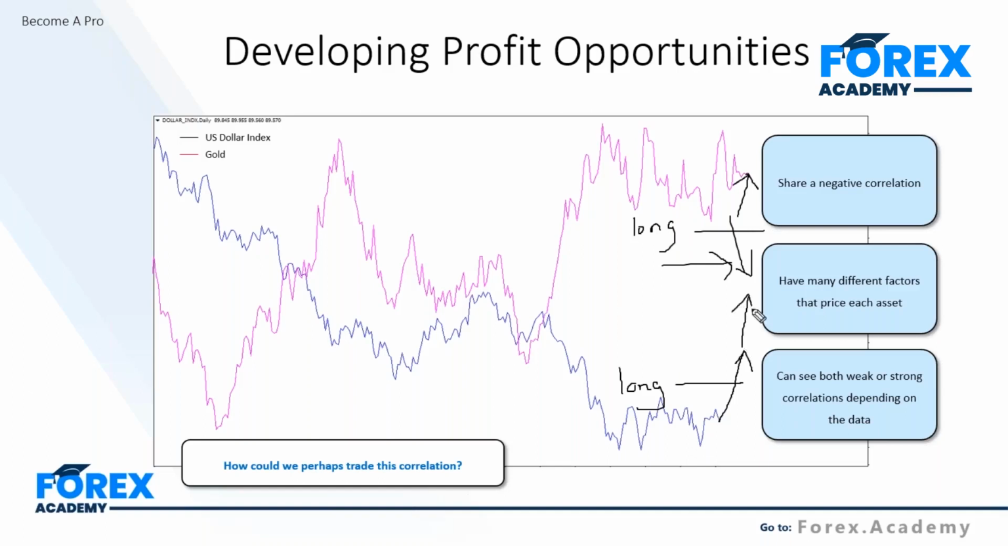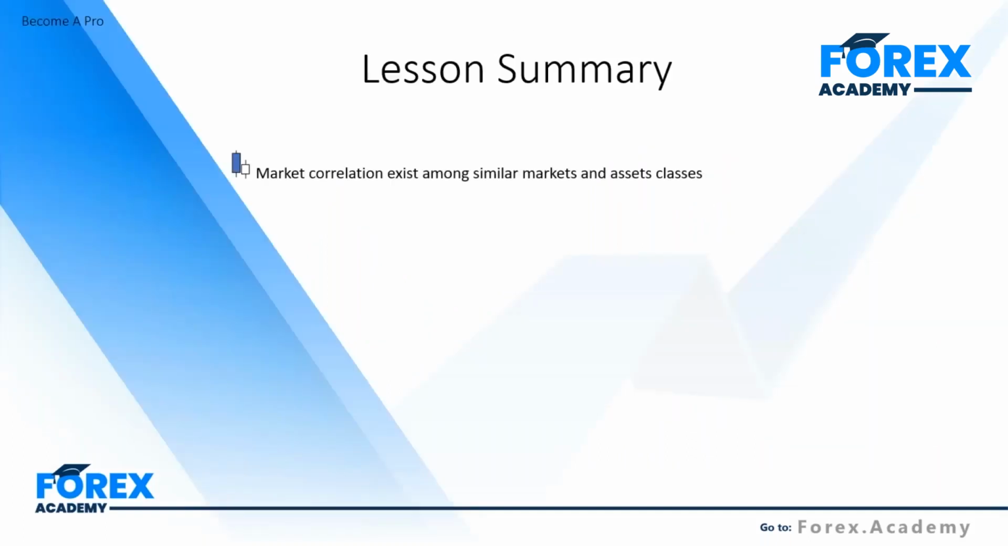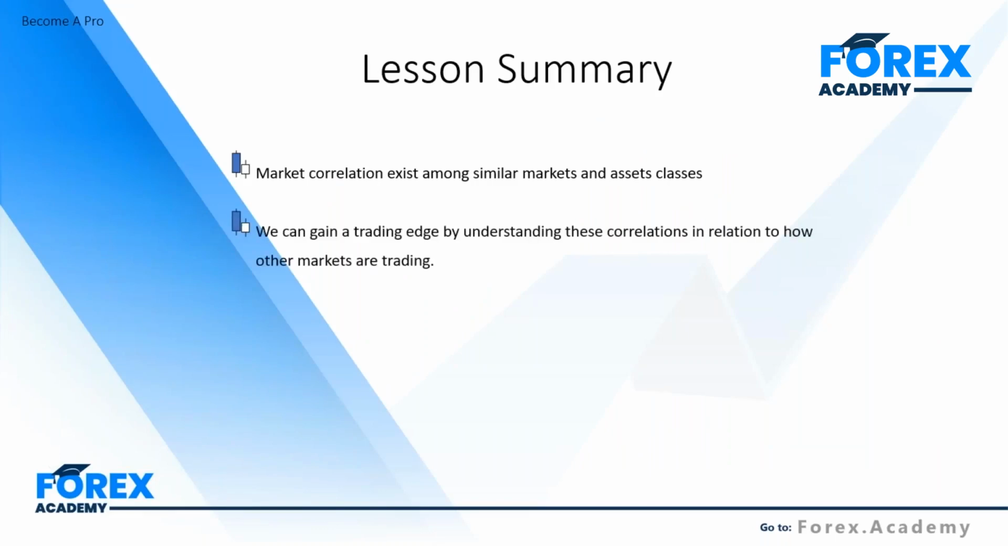That brings us to the lesson summary here. What did we learn with this lesson? Well, market correlation exists among similar markets and asset classes. We can gain a trading edge by understanding these correlations in relation to how other markets are trading.